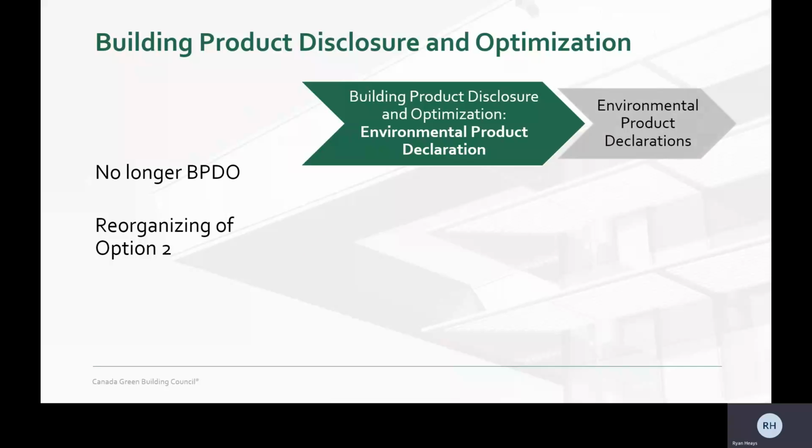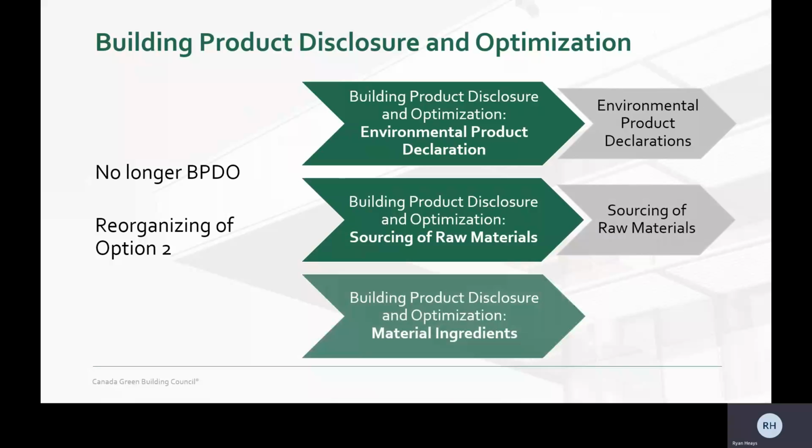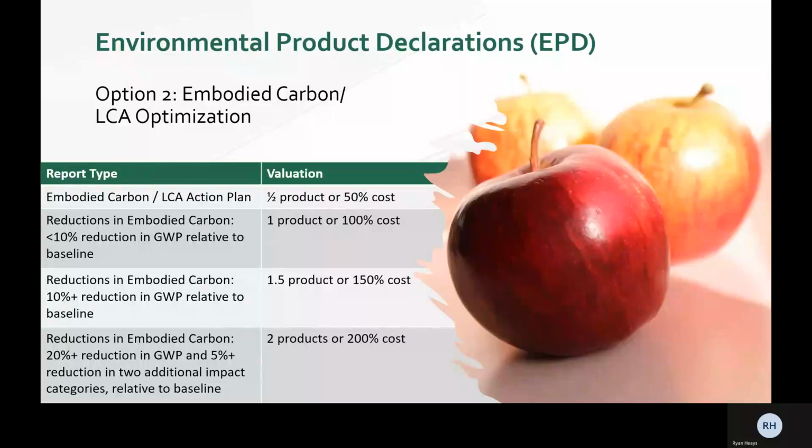Lastly, in the materials and resources category, the building product disclosure and optimization credits dropped the BPDO in favor of shorter names. Additionally, option 2 for the EPD and material ingredients credits were reorganized into tables to more clearly present the requirements and related product or cost valuations. Beyond that, option 2 of the EPD credit was revised to highlight embodied carbon optimization of products.